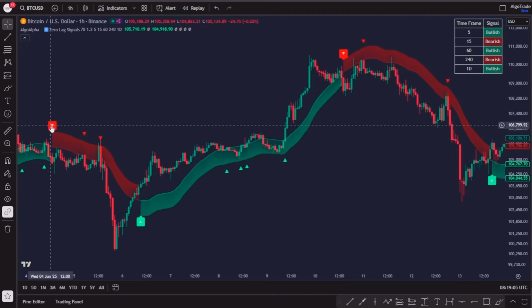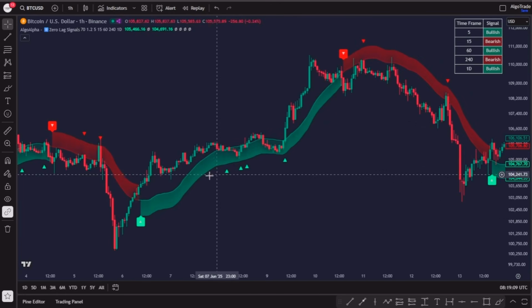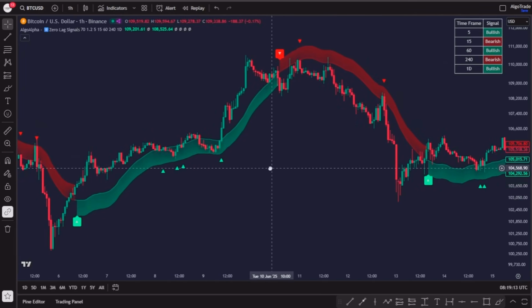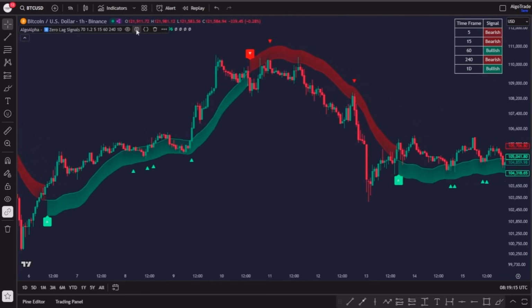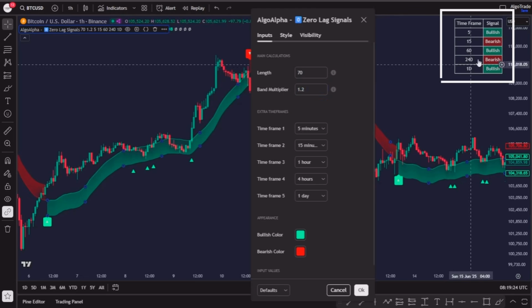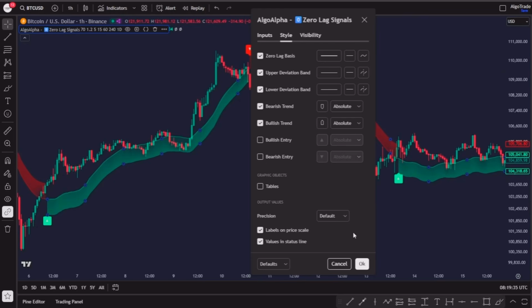Once applied, you will instantly see these green and red bands plotted on your chart, along with up and down signals whenever a new trend starts. In the settings, we only have two key inputs, the length and the band multiplier. For this test, we'll keep both at their default values. You can also enable a multi-time frame table, but since we are testing the base version today, we'll turn that off. And the same goes for the optional signals to keep the chart clean.